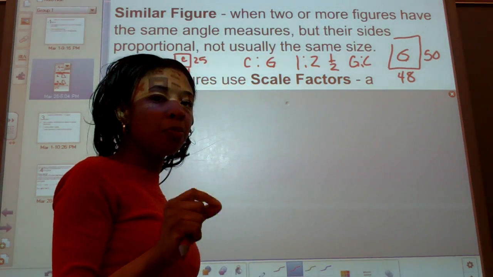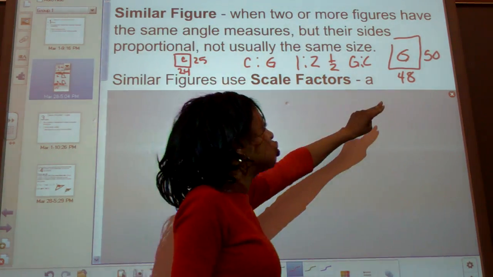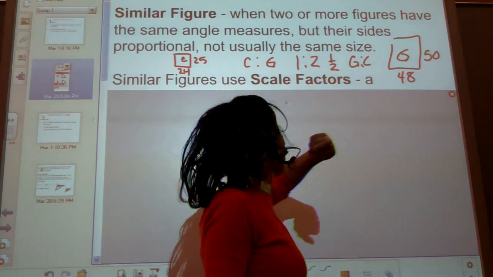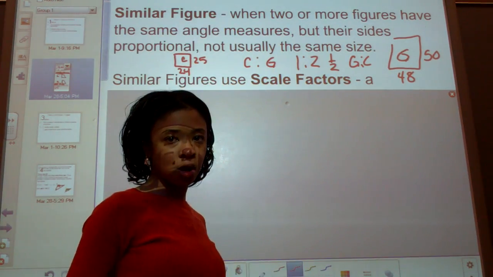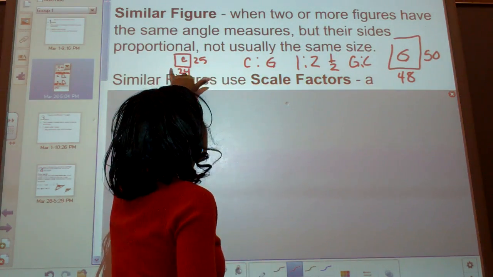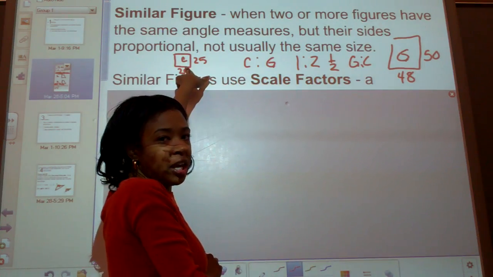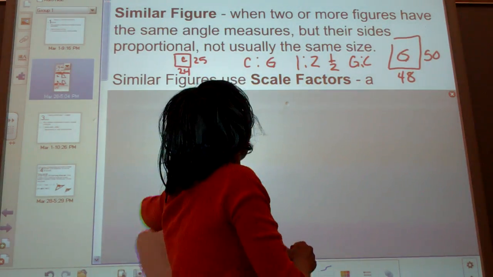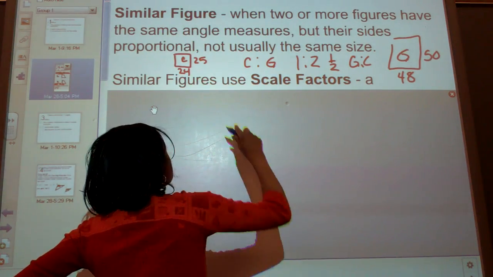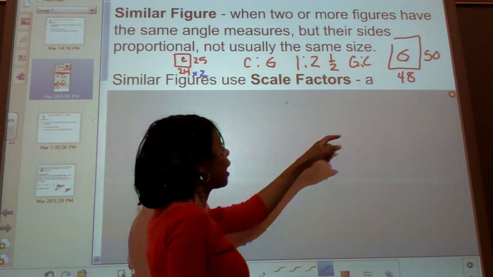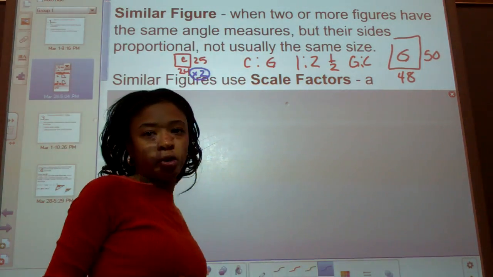Now listen, this is what's important about similar figures. If I say that the gym is 2 times larger than my classroom, that means every side must be 2 times larger. So to go from the length of my classroom, 24 feet, if the gym is 2 times larger, I multiply by 2 and I get 48. This 2 is my scale factor.